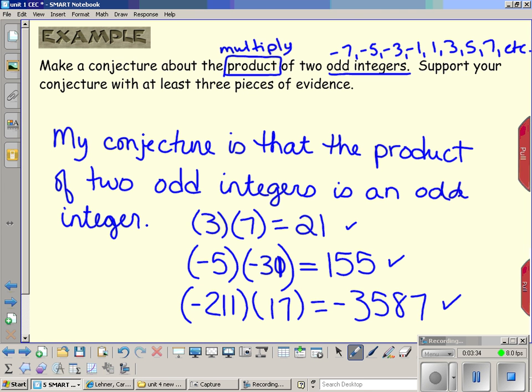The more pieces of evidence you have that are a variety of different size numbers and that still show it to be true just simply strengthens your conjecture. It doesn't prove that it's true every time, but it strengthens your conjecture. If you were to use in your evidence one where it isn't an odd number, automatically your conjecture is not true.